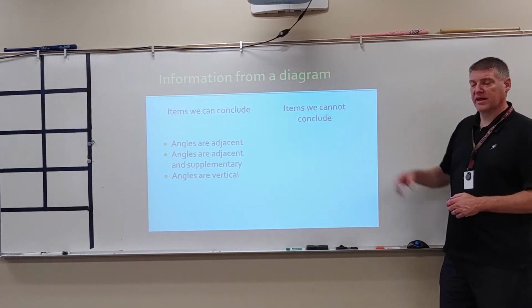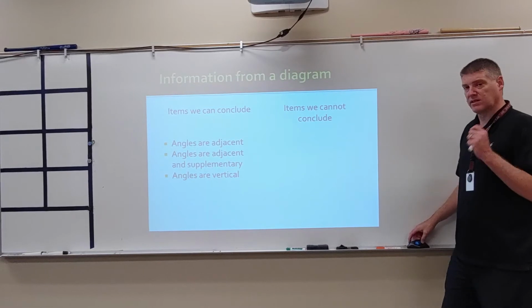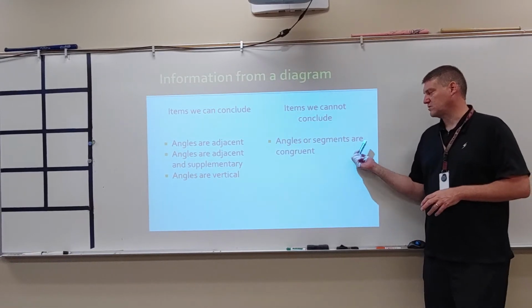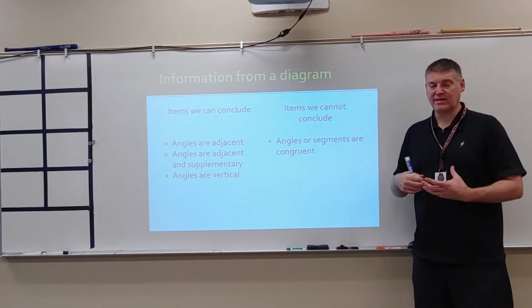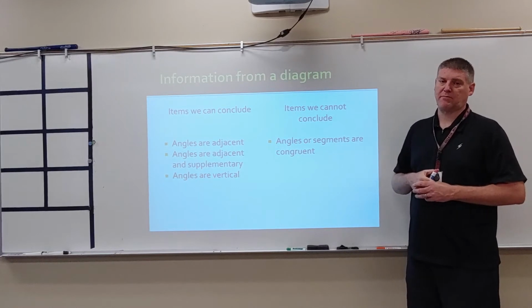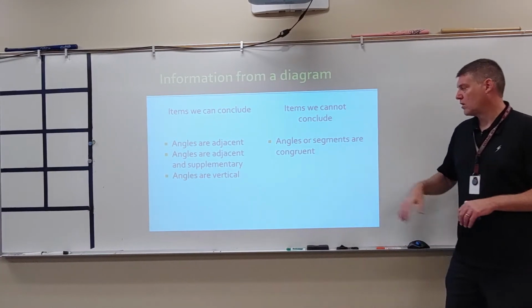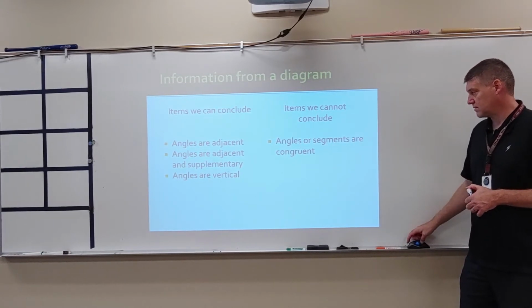These are items we cannot conclude from just a diagram. They may look like it, but we don't know for certain. Angles or segments being congruent: the only way we know that they are congruent is if the diagram physically gives us that representation, either by hash marks or arcs through the angle or some other information, not just strictly looking at it.